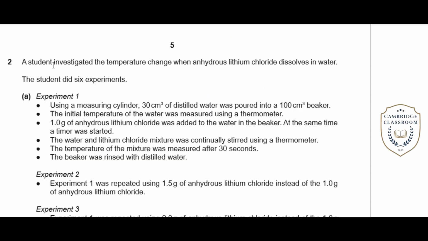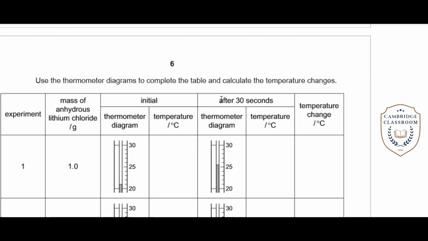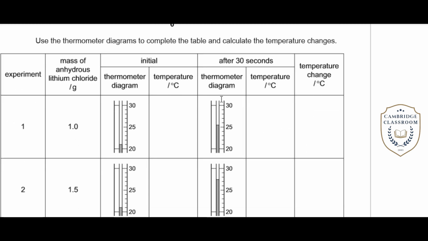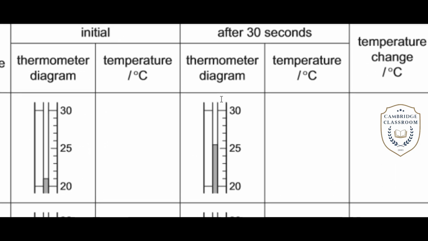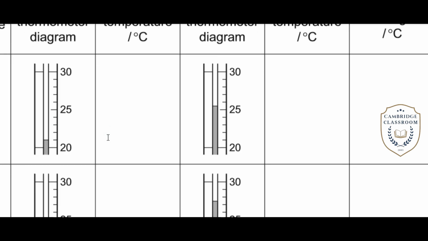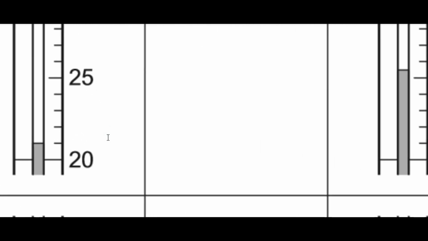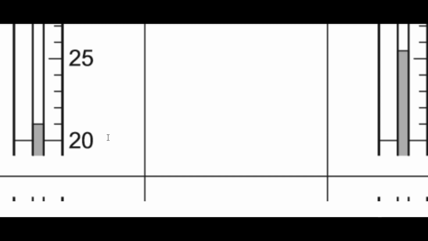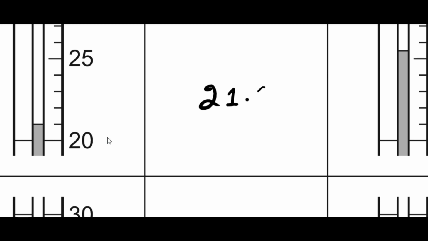This question is about temperature changes, where our student inspected the temperature change. We are given different readings where we need to write down their temperatures. Let's start from experiment 1. Look at this reading. It is above 20. It is 21 actually, but whatever you are writing the temperature, you need to write as 21.0 instead of just writing 21.